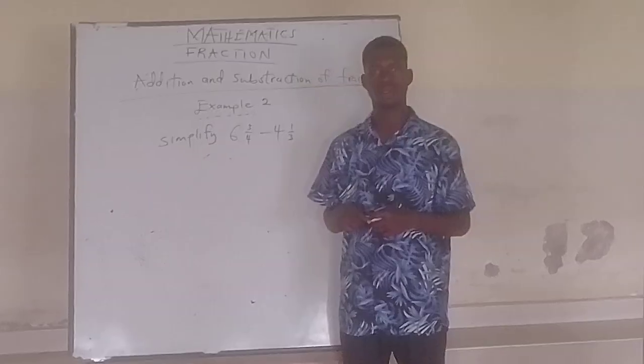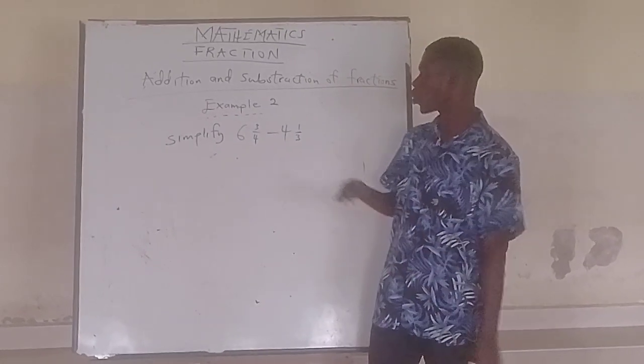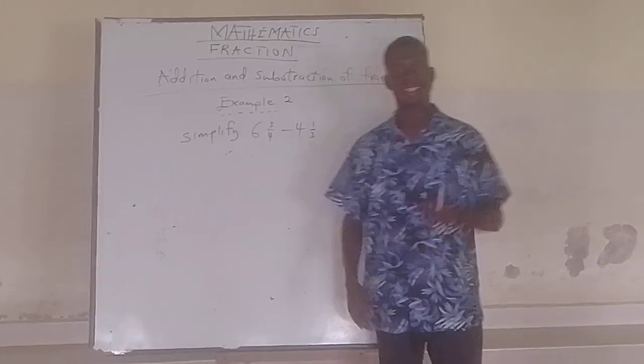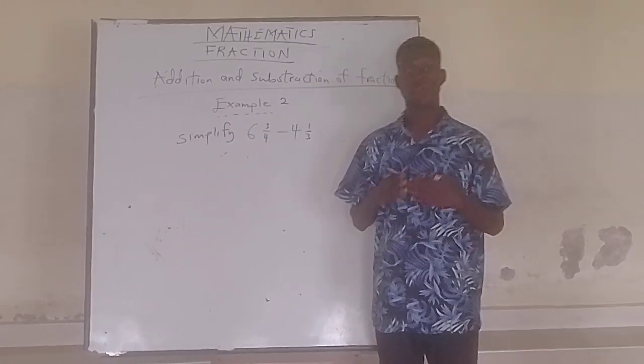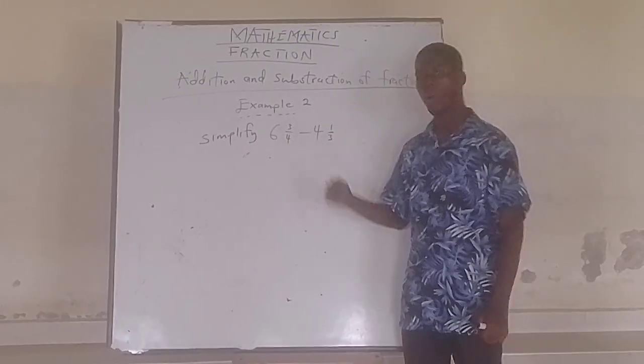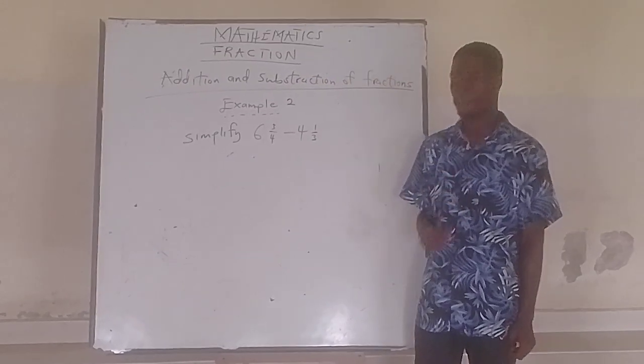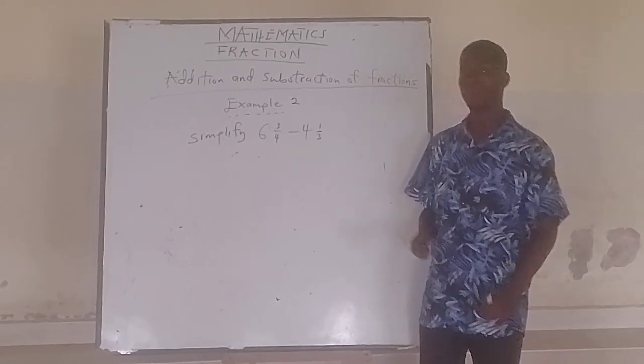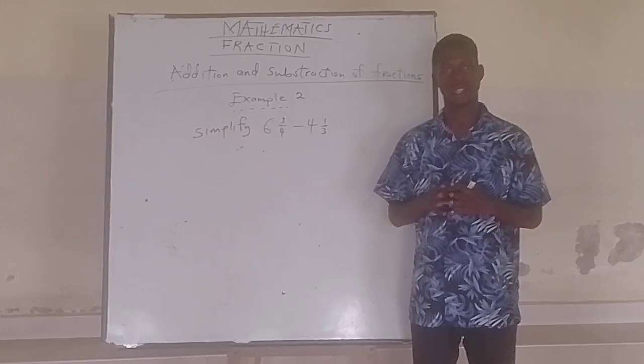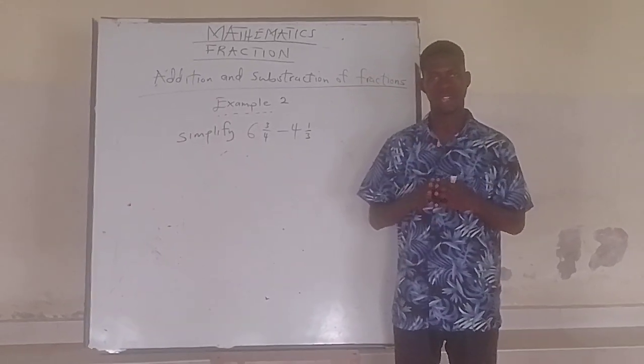Okay, so example 2. The question says, simplify 6 whole number 3 over 4 minus 4 whole number 1 over 3. I want you to pause the video.